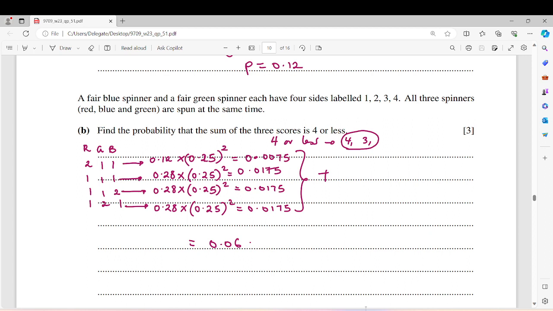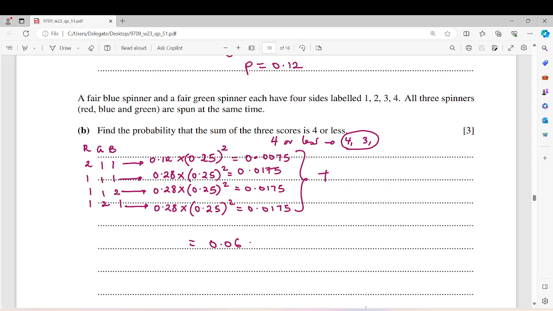Then part B says the fair blue spinner and the fair green spinner each have 4 sides labeled 1, 2, 3, 4. All the 3 spinners are spun at the same time. What does this tell us? When they say fair, it means that the chances are equal for 1, 2, 3, 4, and so it means taking on 1 is a quarter, 2 a quarter, 3 a quarter, and 4 a quarter. Because they are fair, they are not biased, the probabilities are the same.